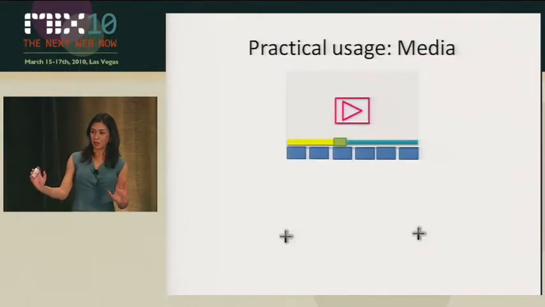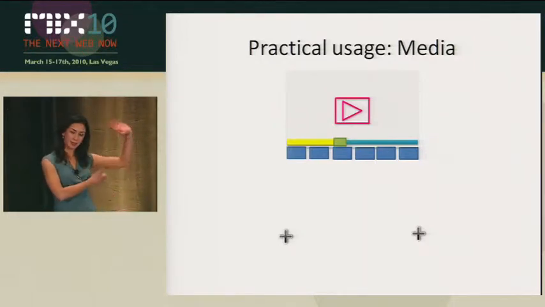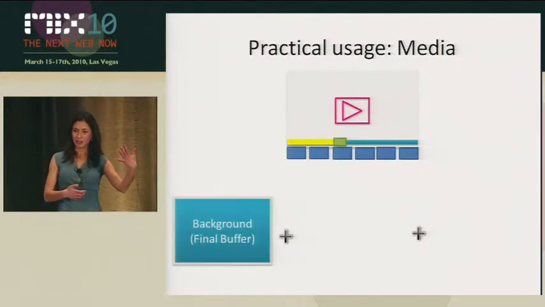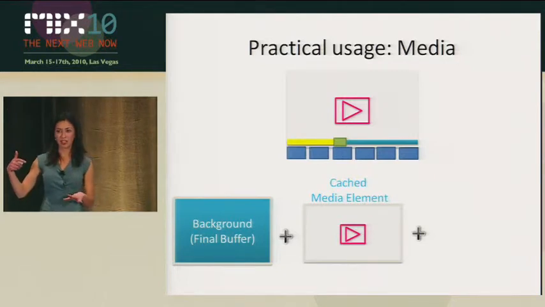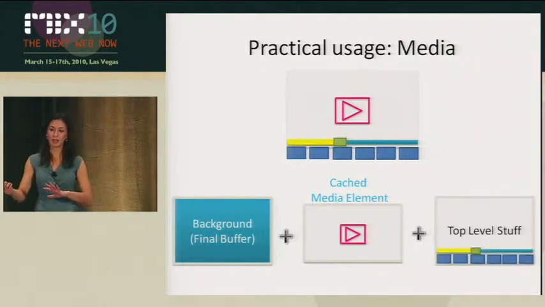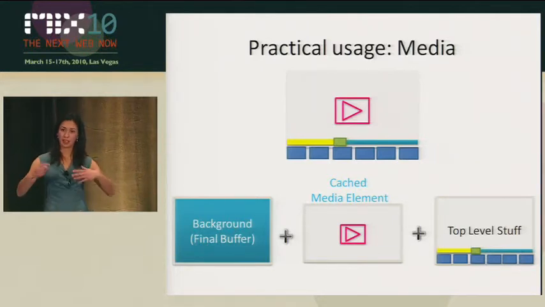So if you're writing a media player, and it sort of looks like that, this is my beautiful MS Paint job. The background, final buffer, created. This is true for desktop as well. You want to cache the media element. On Windows Phone, the media will be decoded in hardware and stretched and blended in hardware. And then we want the top-level stuff to also blend on top in hardware. So if you're doing this on desktop or mobile, cache your media element.